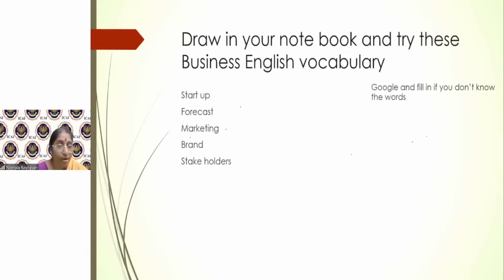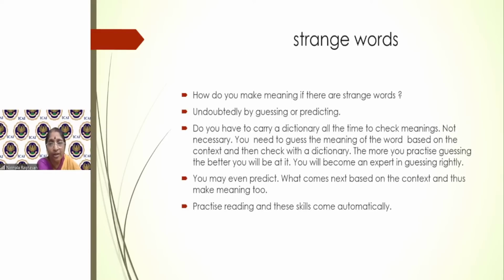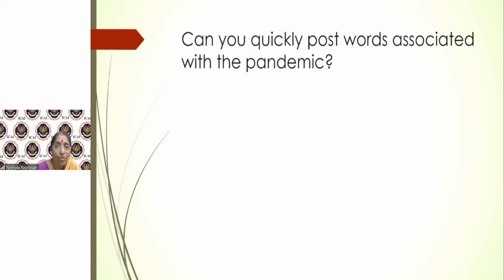Okay, so let me move on now. Strange words. How do you make meaning if there are strange words? Undoubtedly by guessing or predicting. Do you have to carry a dictionary all the time to check meanings? Not necessary. You need to guess the meanings of the word based on the context and then check with the dictionary. The more you practice guessing, the better you will be at it. You will become an expert in guessing rightly by feeling the language when you're reading or listening. You may even predict what comes next based on the context and thus make meaning too. Practice reading, and these skills come automatically. It works like magic. So, reading is the only shortcut.